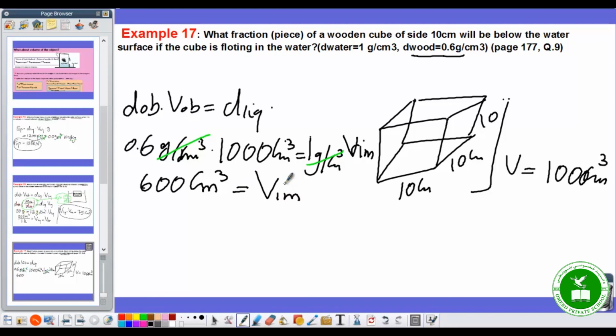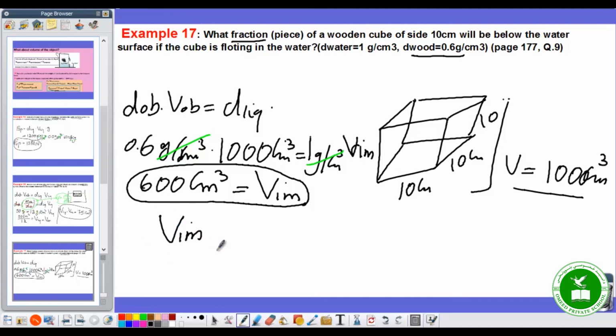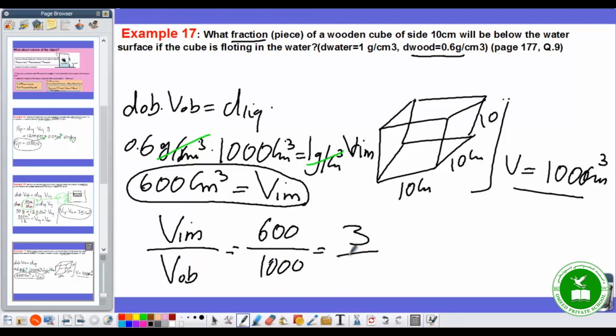So if the immersed portion is 600, the total volume was 1000. So the fraction will be V immersed divided by V object, which is equal to 600 divided by 1000, which is equal to 3 divided by 5.